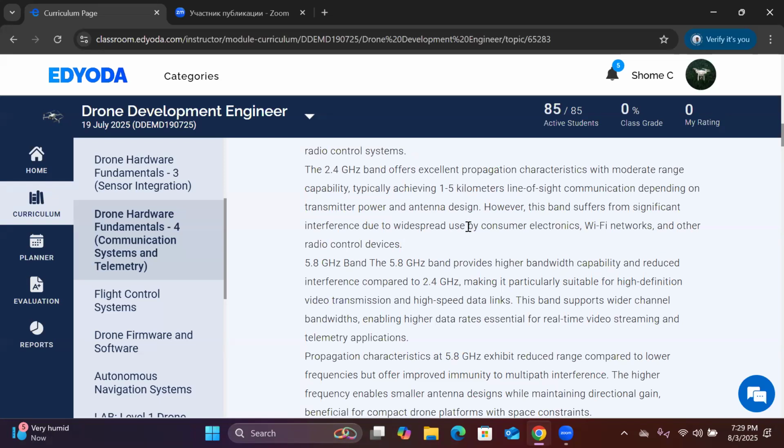5.8 gigahertz band. The 5.8 gigahertz band provides higher bandwidth capability and reduced interference compared to 2.4 gigahertz, making it particularly suitable for high definition video transmission and high speed data links. This band supports wider channel bandwidth, enabling higher data rates essential for real-time video streaming and telemetry application. So we talked about 2.4 gigahertz. So apart from the 2.4 gigahertz, the sub-6 gigahertz band comprises the 5.8 gigahertz frequency band.